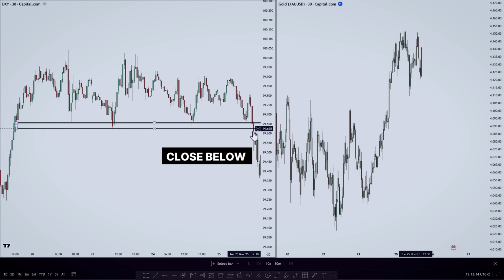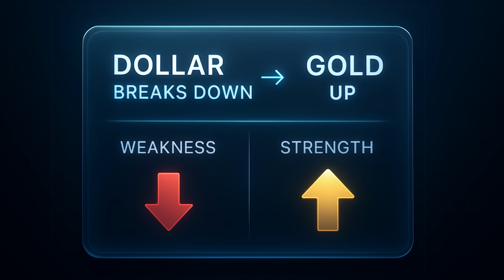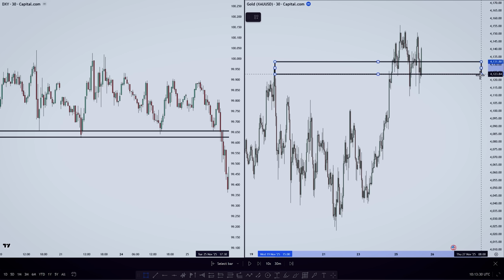A candle closes below that support level. Not a wick below, a close below. That's the difference between a fake and a break. The dollar just showed weakness, so gold is about to show strength. Now watch what I do. I flip to gold market.